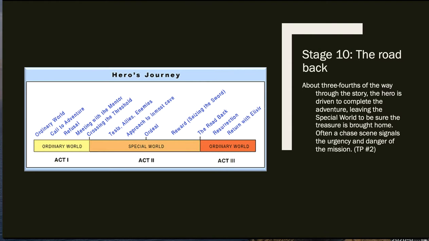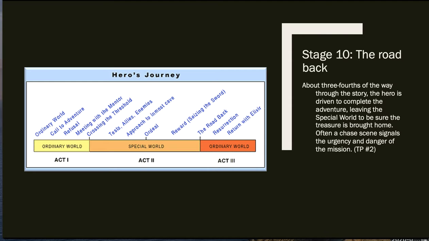Stage 10 is the road back. So this is approximately 3/4 of the way through the story, 75%. This is turning point number 2. The hero is driven to complete the adventure, leaving the special world to be sure the treasure is brought home. Often a chase scene signals the urgency and danger of the mission.